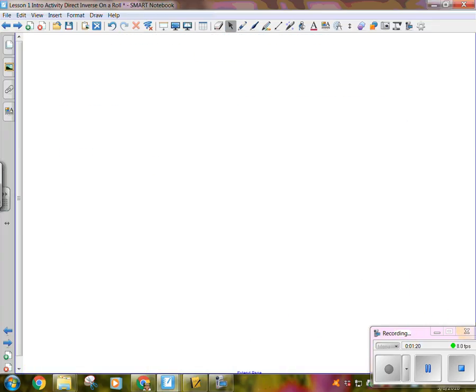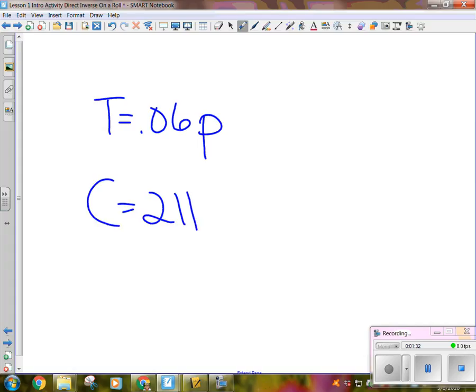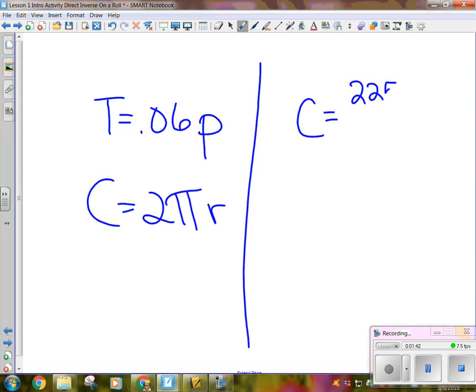I had actually drawn a comparison between this. I said the tax that you pay in Michigan, 0.06 is the tax rate times the purchase, and the circumference is twice pi times the radius. Those two were related. We also noted that the cost to go to a party, cost per person, was $225 divided by the number of people that I invited, or the number of people that were going to split the cost.